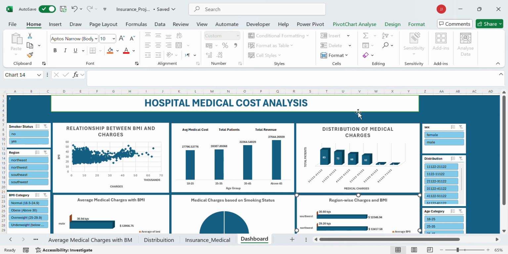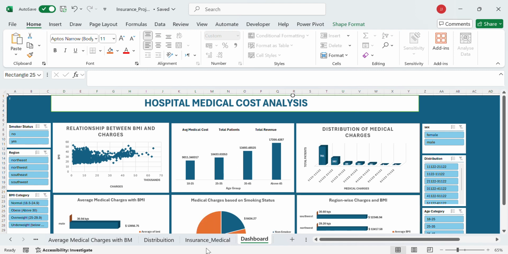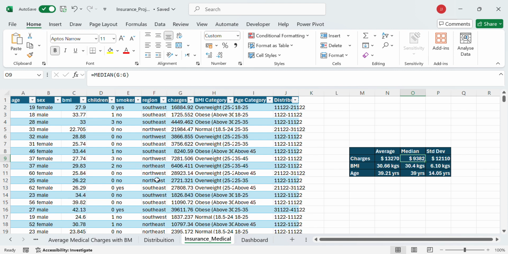So let's just go to my data set. So this is my data set. I have created a pivot table for each of these as charts, and I have then used them in my dashboard, which has helped me. And here I have noted down the charges and BMI in a distribution table, which will help me understand it in a statistical summary manner.